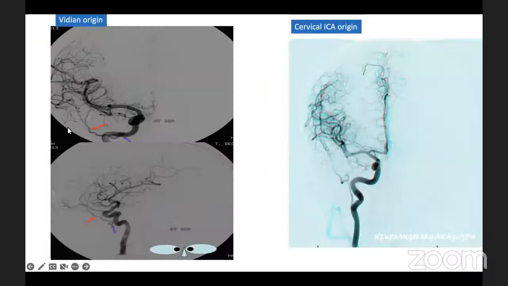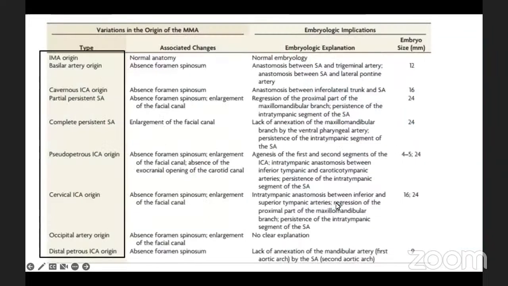So here also we can see the Vidian origin of the MMA coming from here, and also there can be a cervical ICA origin. So these are the various origins of the MMA that can be seen, as we discussed. IMA is the normal variant. Then there is a basilar artery origin. ICA can have a cavernous ICA origin, a cervical ICA origin, an occipital or distal petrous ICA origin. And there can be a hyostapedial segment persistence, which can be complete or partial. In all these cases, the foramen spinosum is absent. And these are the possible embryological explanations.